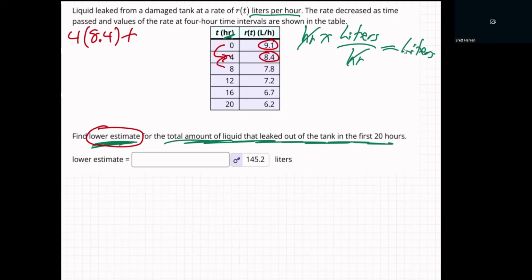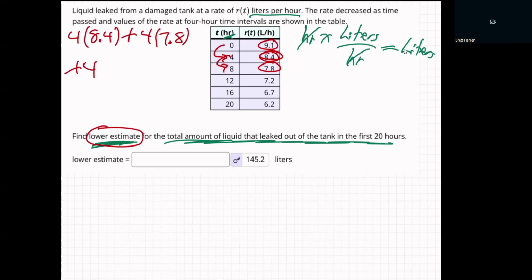Plus, the next 4 hours from 4 to 8, it started at 8.4 and ended at 7.8. So for 4 hours, we'll assume it leaked out at least 7.8, right? That'd be an underestimate, a lower estimate. During that 4-hour period, it started at a rate of 8.4. By the end, it was down to a rate of 7.8. So it leaked out at least 7.8 for 4 hours.